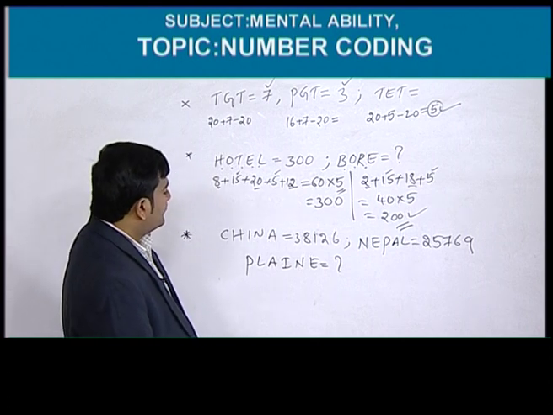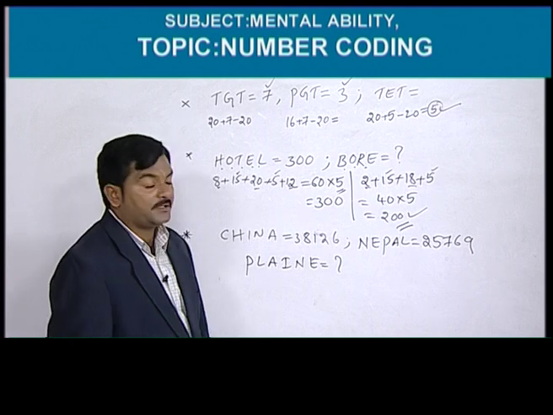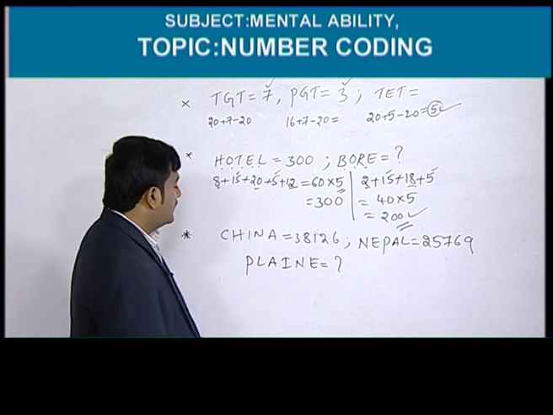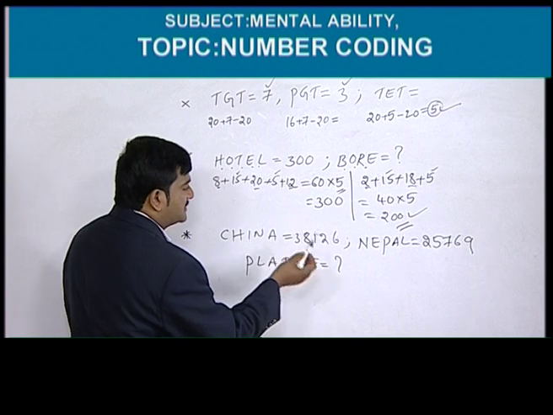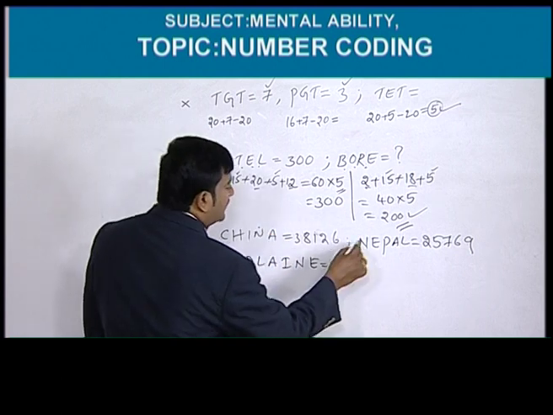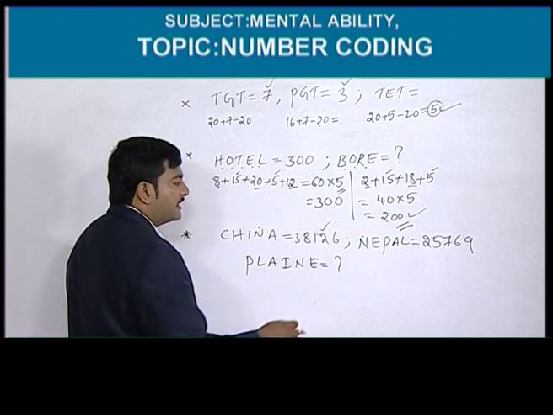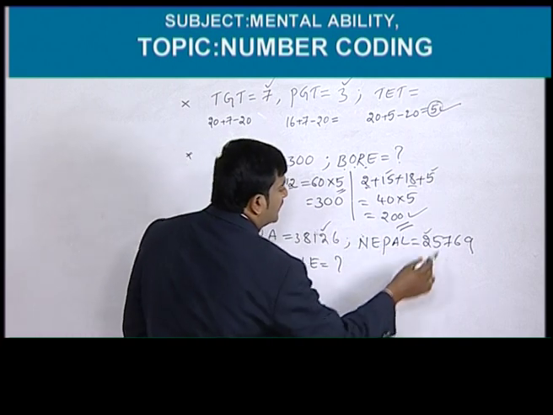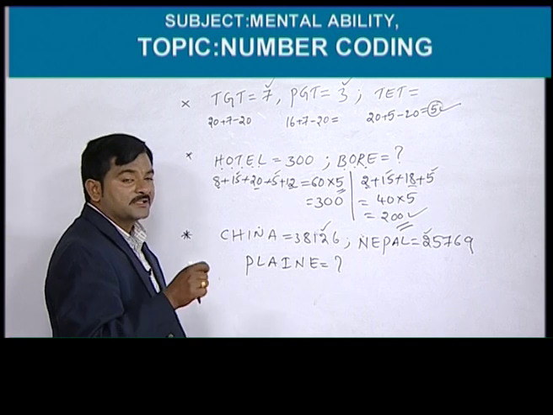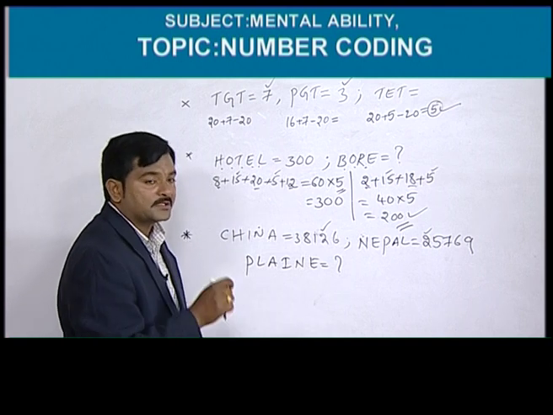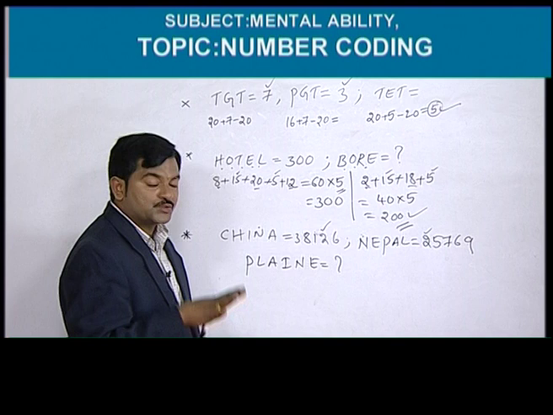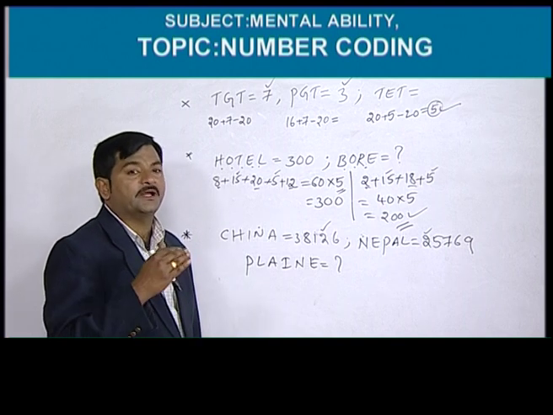Okay, now just identify the common letters in the given two words. What is the first common letter? N is there, N is there. What is the code for N here? 2. Similarly, what is the code for N here? 2. Since I am getting the same number for the same letter, you should think that there is a concept of direct coding.